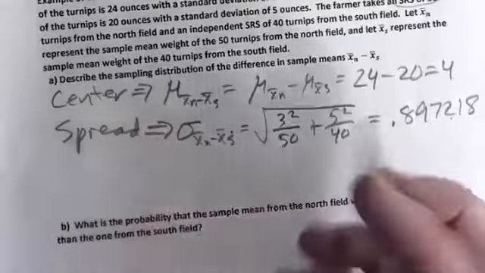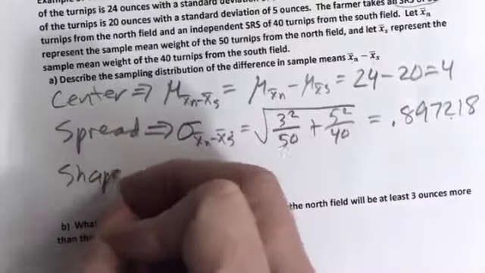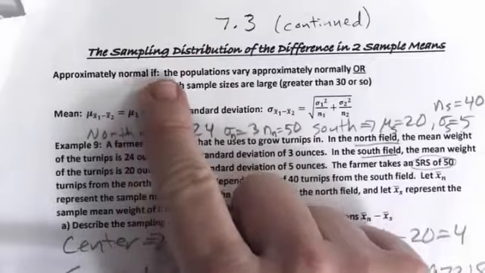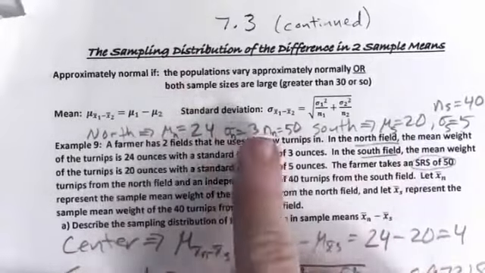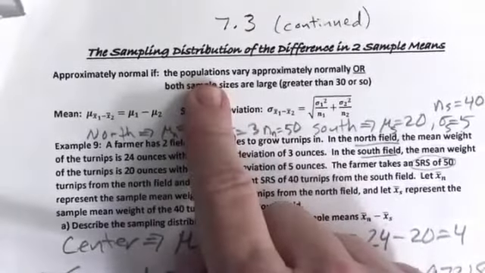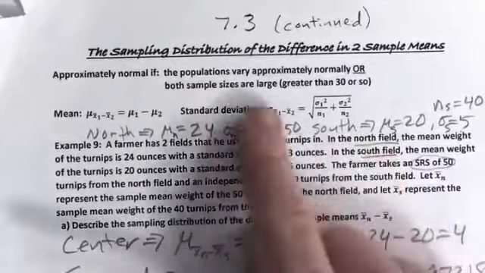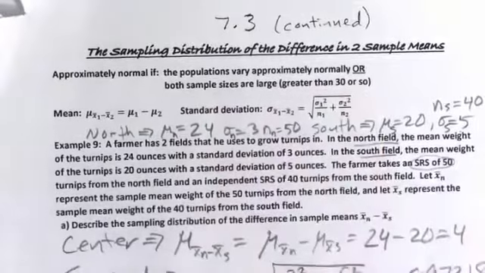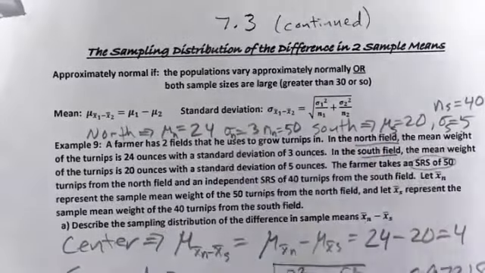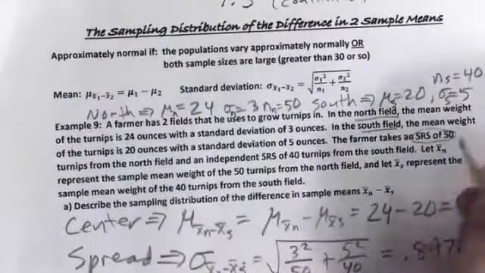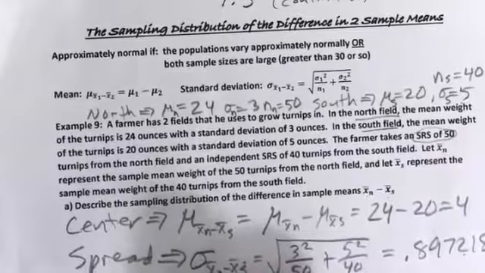All right. And what about the shape? What about the shape of our sampling distribution? With means, as long as both sample sizes are bigger than 30, and I wrote that right up here, you have approximate normality if one of two things is true. If it says your populations, there are two of them, in this case one in the south field, one in the north field, varied approximately normally, or if both sample sizes are larger than 30. So if you have small sample sizes, it has to say things vary approximately normally. So our shape here, both our sample sizes are bigger than 30, so you'd say approximately normal is our shape.